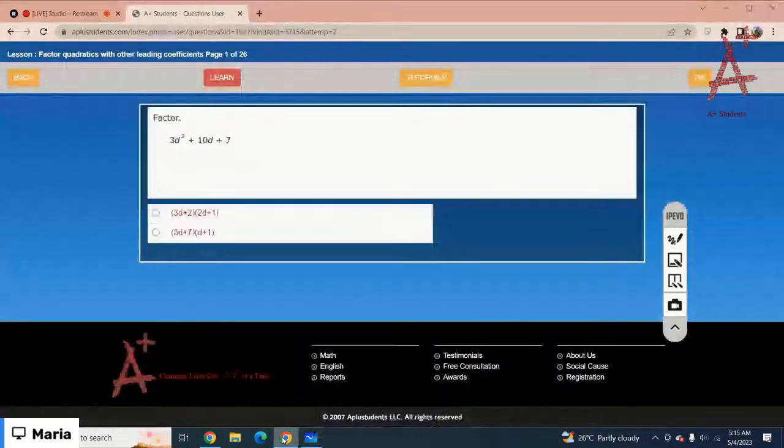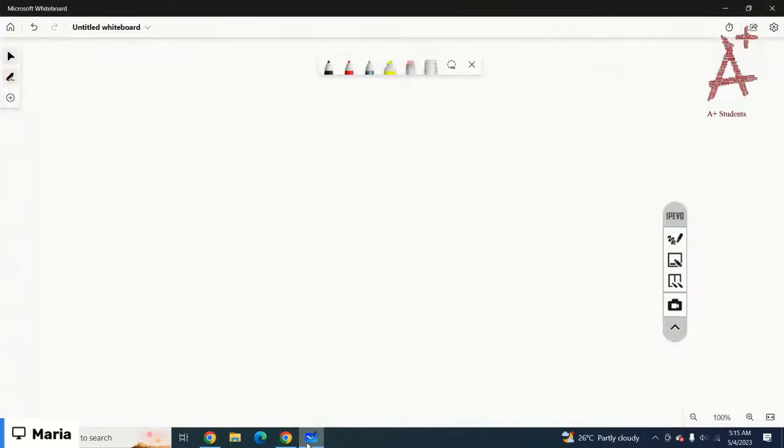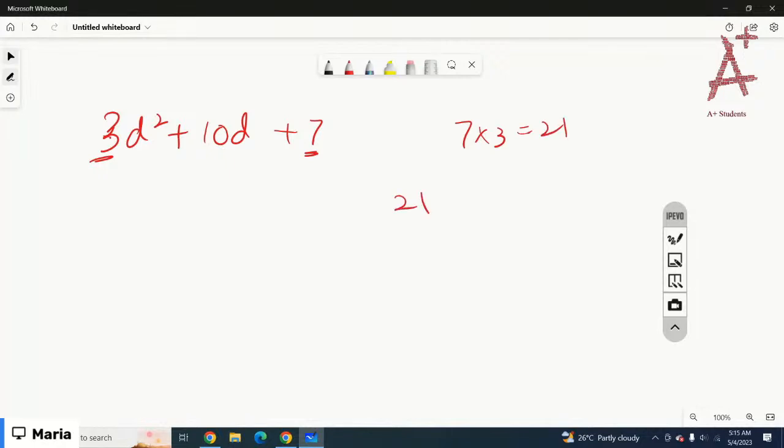Okay, you need to factor 3d square plus 10d plus 7. You have 3d square plus 10d plus 7. Just multiply the coefficients. Got it? 7 times 3, 7 times 3 is 21. You have to look for two numbers that when multiplied make 21 and when added make 10. So what are the two numbers?